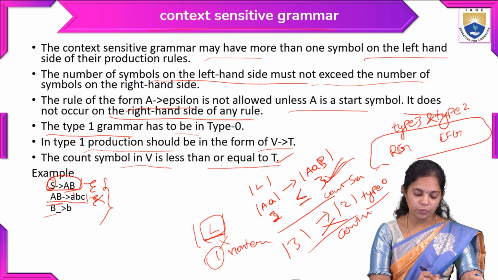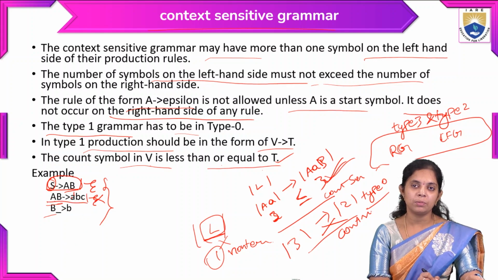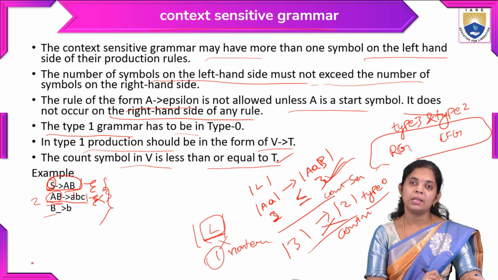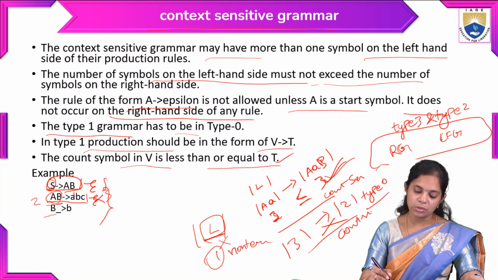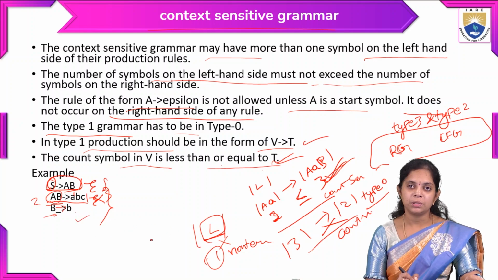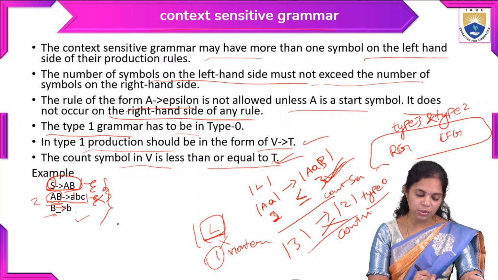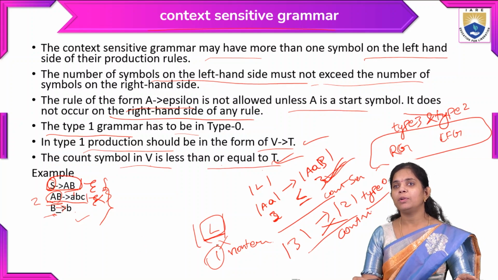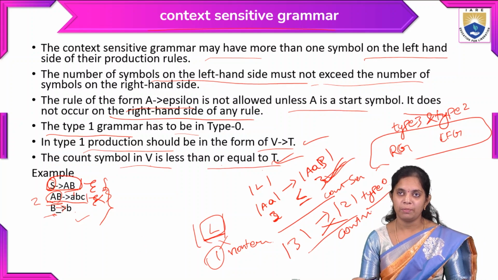And here also we have a combination of terminals and non-terminals. The left hand side has length 2 and the right hand side has length 3. So this is also satisfied. And here only a single terminal is also allowed. So that is B tends to small b. So this is the example of context sensitive grammar.